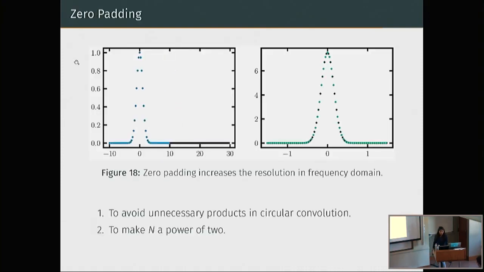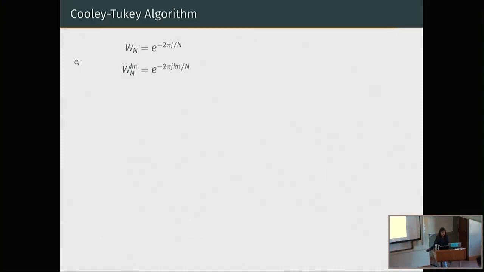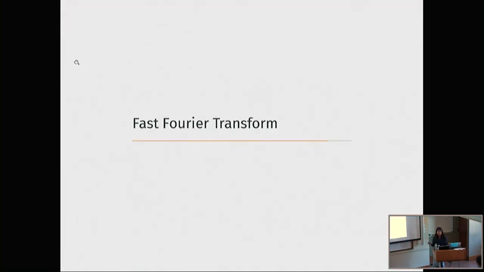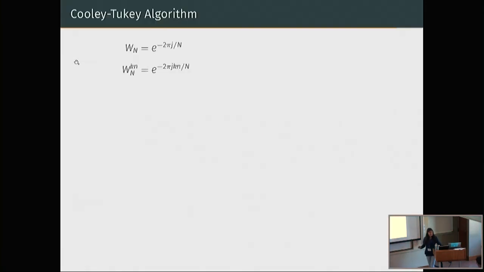So the algorithm Cooley and Tukey came up with was getting insight into the periodicity in the DFT formula. And I have no better way of explaining it other than to mathematically go through the derivation. So I will try to do that in as direct a way as possible.